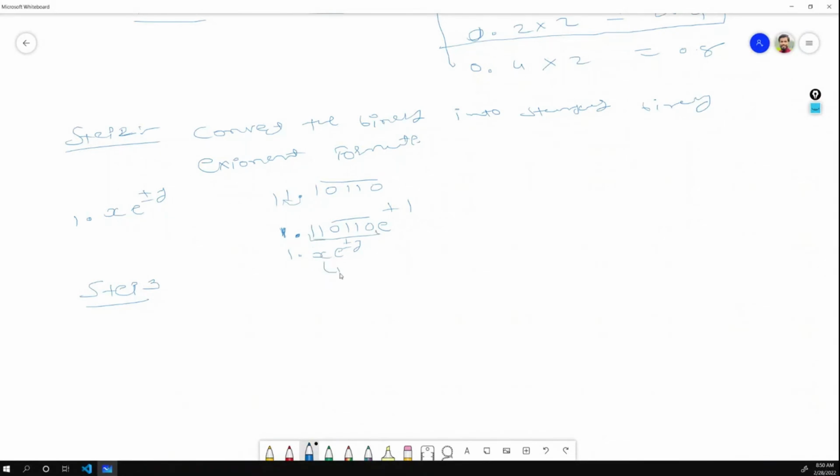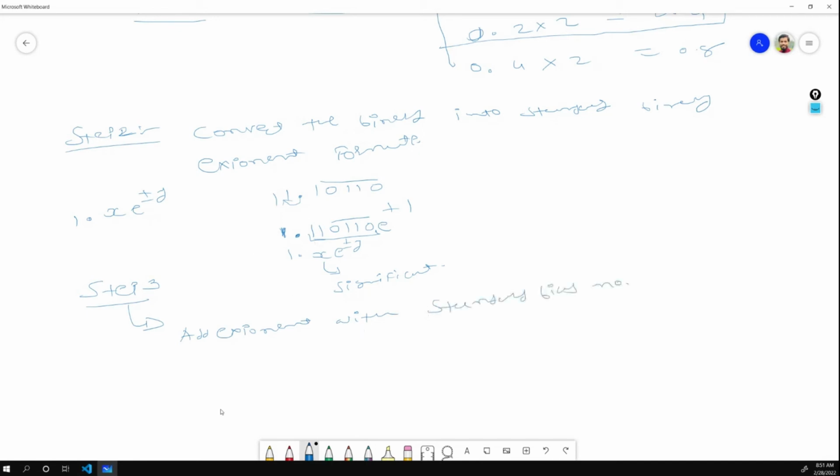X, this means significant. So I got my significant 110110 bar. Now I want to find my exponent portion. So for the exponent portion, I have to go to step 3. Step 3 is add the exponent with add or subtract here. Here my plus 1 means add. Add the exponent with the standard bias number.